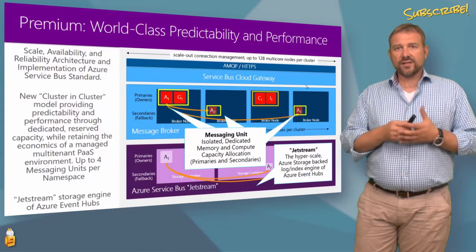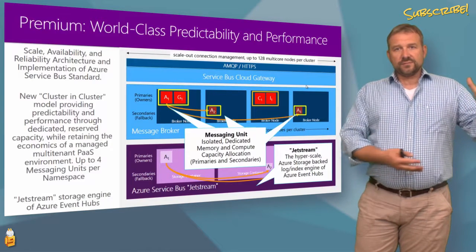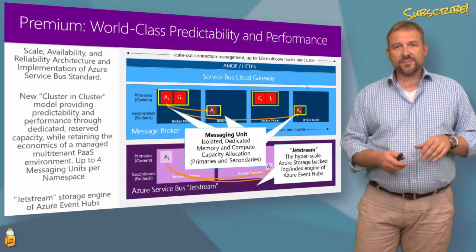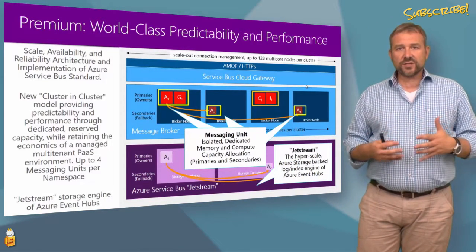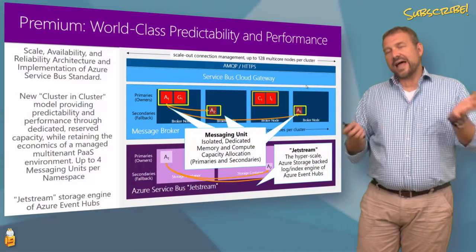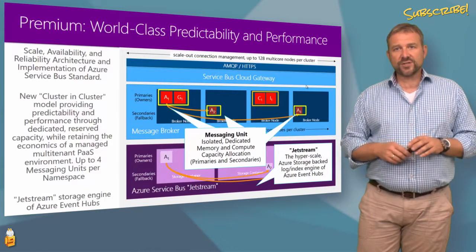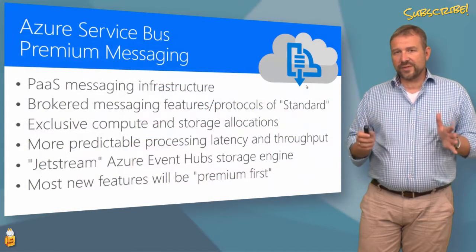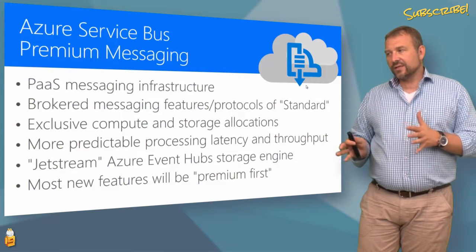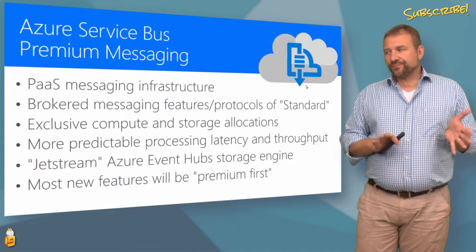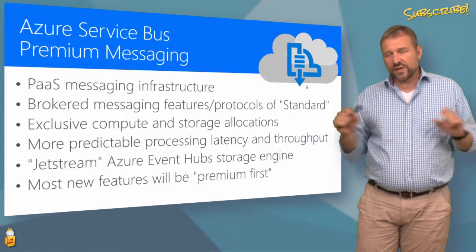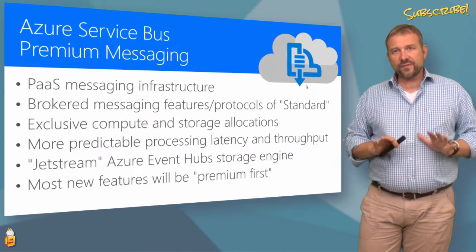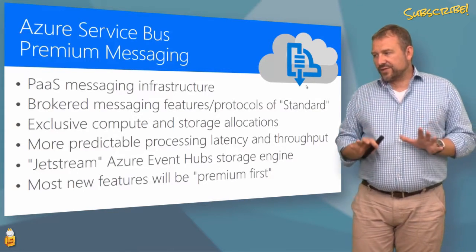And that Jetstream engine has been now updated to support all the extra features for queues and for topics. The Event Hubs are a very powerful, very broadly scalable pass-through mechanism. And here we are doing a lot of processing in addition, so we need to do a lot of indexing, etc. So we've added those capabilities to that new Jetstream engine, and that's now available to premium messaging customers. So premium messaging is exactly like Azure Service Bus Standard in terms of capabilities, but it gives you these exclusive compute and storage allocations through which you get more predictability, and that's the theme for Service Bus premium messaging.